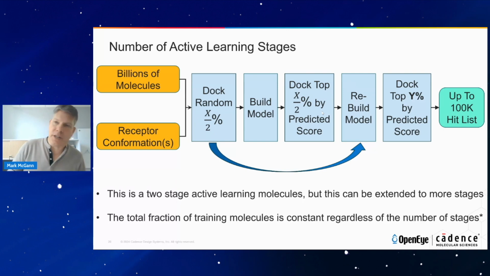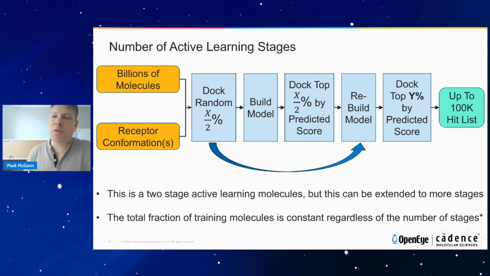And the goal here is to have the model better distinguish molecules that have high scores. And when I show you the results of these, the thing to remember is we keep the percentage of molecules that are used as training data constant as we increase the number of active learning stages. Here I've shown 2 stages, but we can obviously do more.